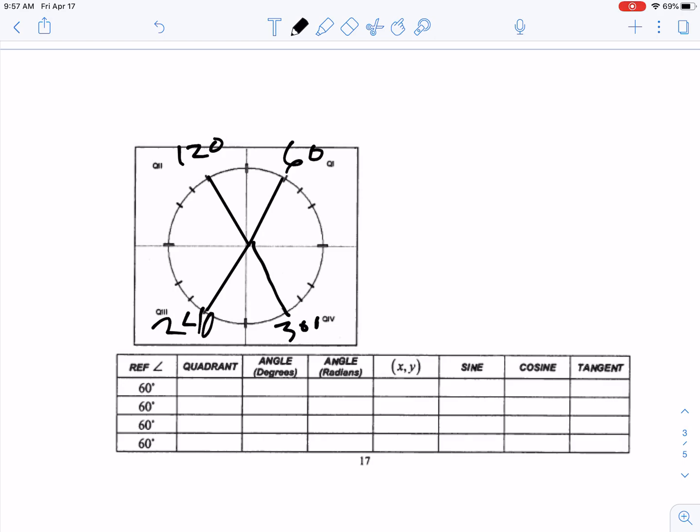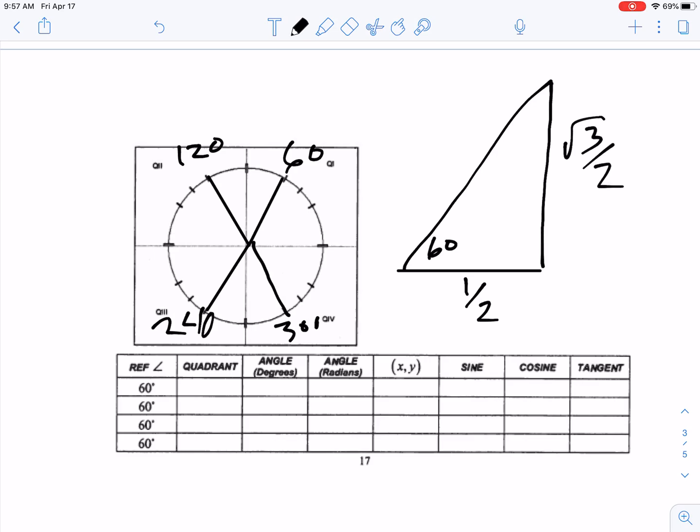Sorry about my handwriting. So what does a 60-degree look like, and what are the coordinates? A 60-degree looks like this. That's the 60-degree angle, and the coordinates are short side, 1/2, long side, the y value, √3/2.